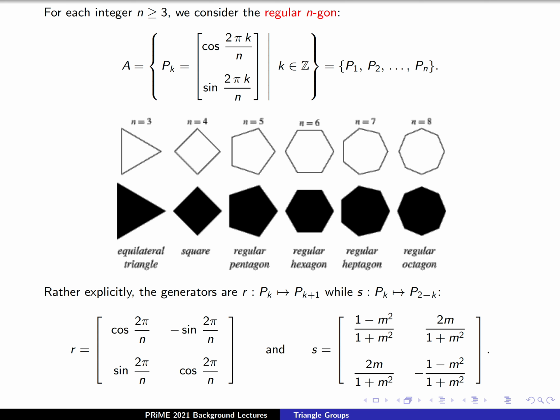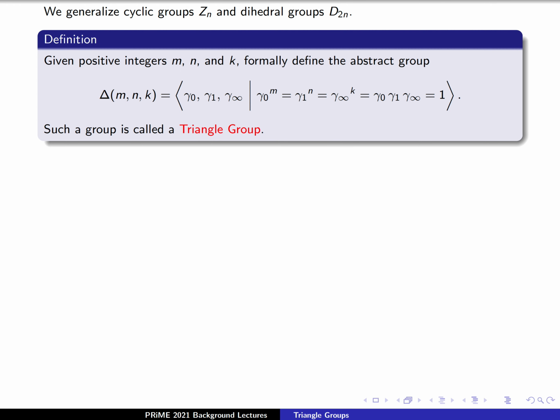We can also think of r here in terms of a 2 by 2 matrix, which is just a rotation counterclockwise by an angle 2 pi over n. And s as the following 2 by 2 matrix, where s is just a reflection about the line y equals mx. And recall that m is just the slope tangent 2 pi over n. Today, we'd like to generalize these concepts. We'd like to generalize what we know about the cyclic groups of order n and the dihedral group of order 2n. So let's make the following abstract definition.